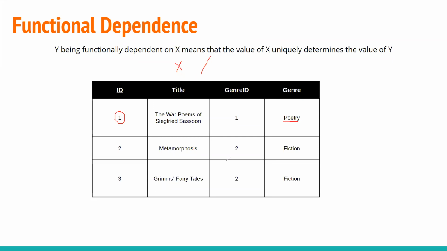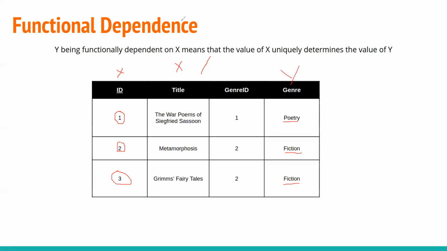There is no contradiction. There is no other field with 1 that has a different genre. If you know that the ID is 2, you know that the genre is fiction. If you know that the ID is 3, then you know that the genre is fiction. It doesn't matter that 2 specifies fiction and 3 specifies fiction. That's fine, because we're not saying that X is functionally dependent on Y. So this is our X over here, and this is our Y. Again, forgive the handwriting.